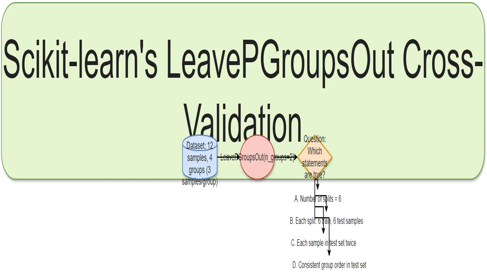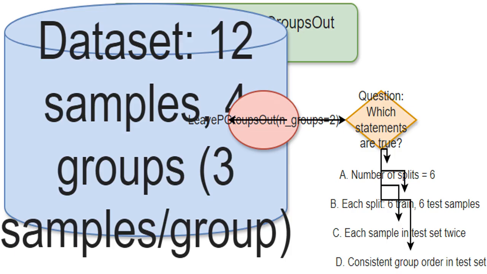We're using a scikit-learn tool called LeavePGroupsOut to do cross-validation. This is a special way to split data when you have groups of related samples and you want to make sure that samples from the same group are either all in the training set or all in the testing set. Think of it like making sure all students from one class stay together in their assigned groups. I have a dataset with 12 samples that are divided into 4 groups, with 3 samples in each group. I am treating each group as a distinct unit.